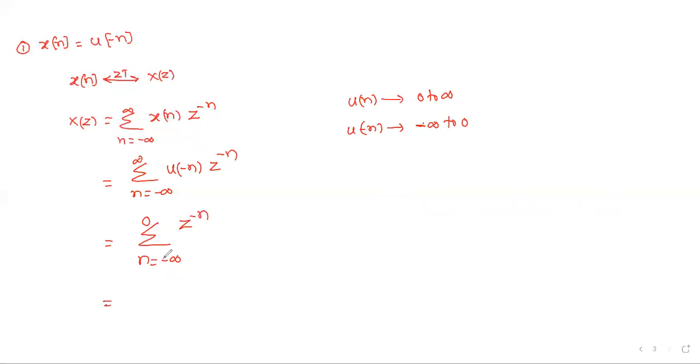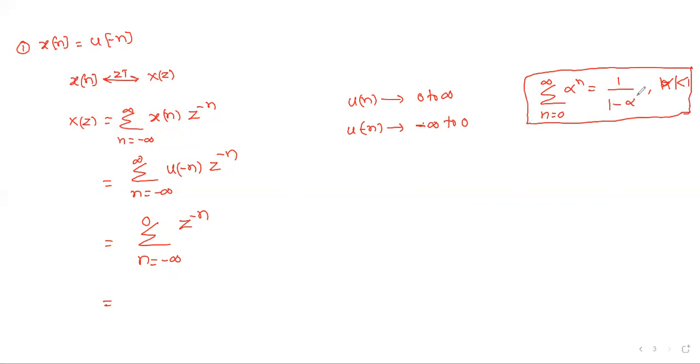Now here, we know the formula: summation n equal to 0 to infinity alpha power n is 1 by 1 minus alpha, where modulus alpha is less than 1. This is the formula. We know that modulus alpha is less than 1. So this is the formula we know. In the previous problems also we used this.